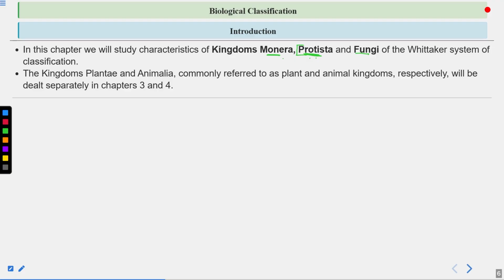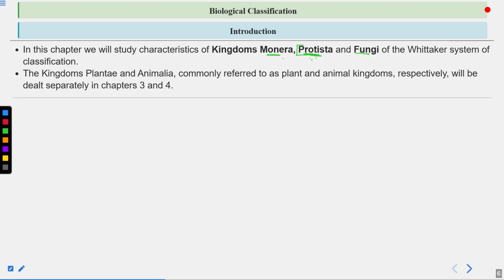So what is the difference between a prokaryote and a eukaryote? Prokaryotes lack the true nucleus. They lack the nuclear membrane. They lack the membrane-bound cellular organelles. And if you talk about the eukaryotic cells, they have a true nucleus. Okay, they have membrane-bound cell organelles. So Protista include single-celled or unicellular eukaryotes.